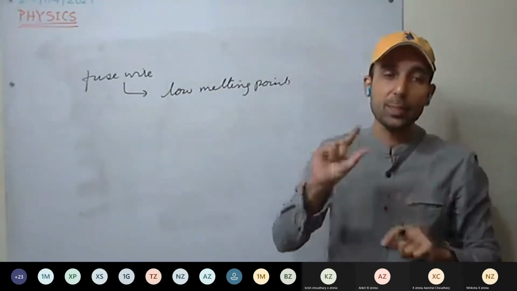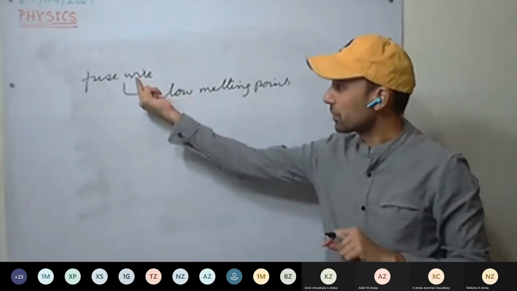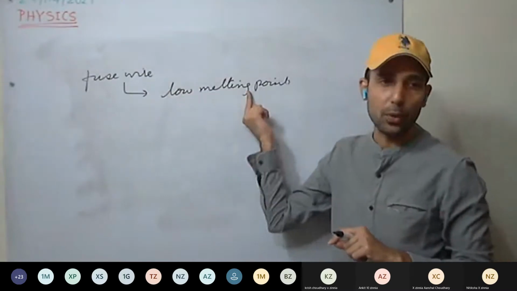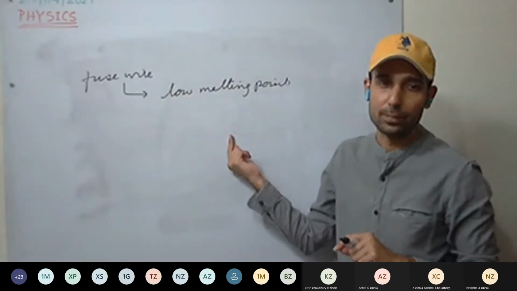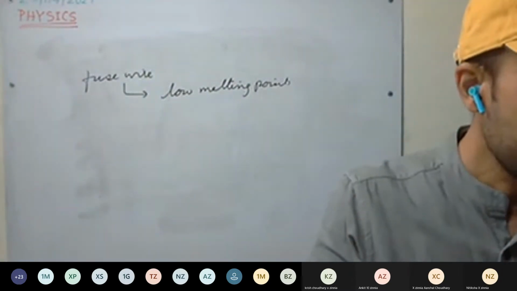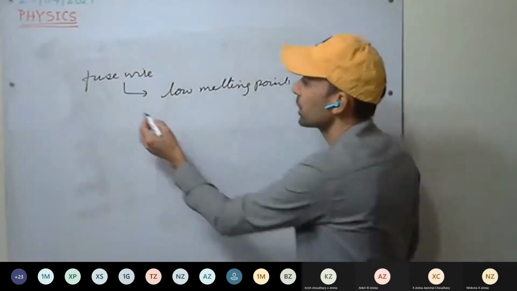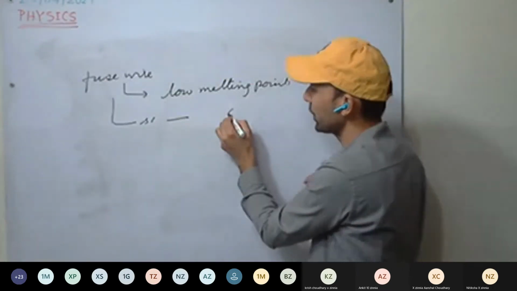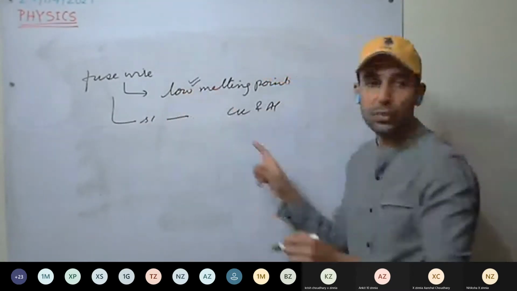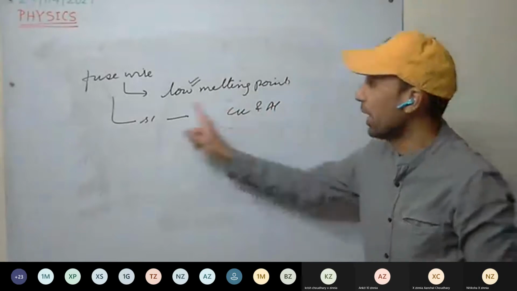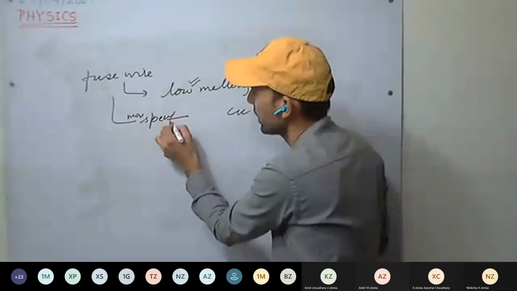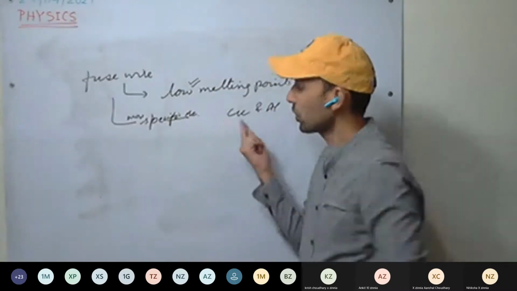Our house wiring is mainly made up of copper or aluminum. So the material from which this fuse wire is made must have low melting point as compared to aluminum and copper. And its resistance should be more. This fuse wire's specific resistance should be more as compared to copper and aluminum. So two conditions are there: low melting point as compared to copper and aluminum, and more specific resistance as compared to copper and aluminum.